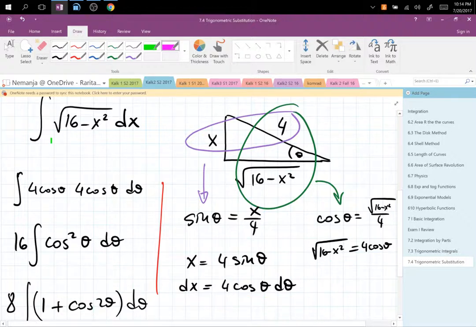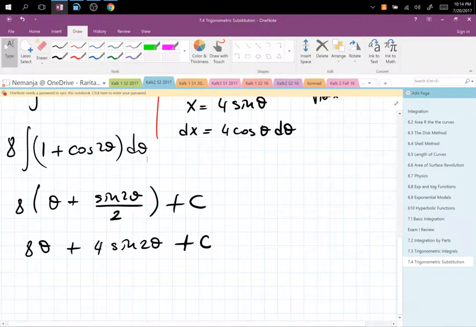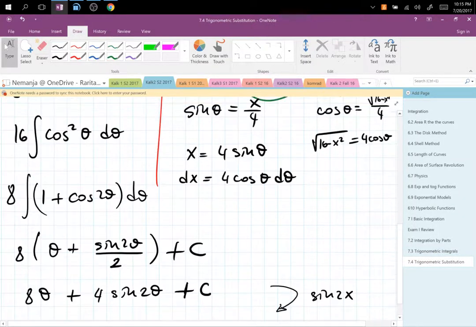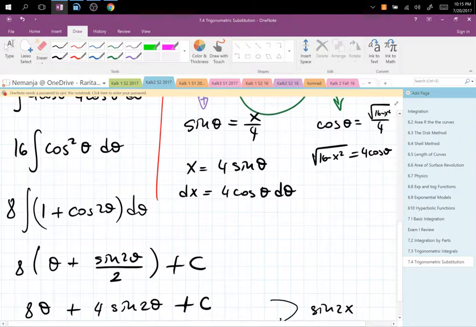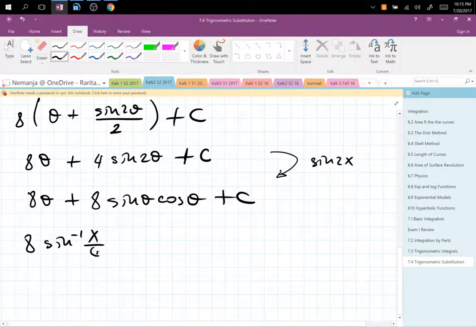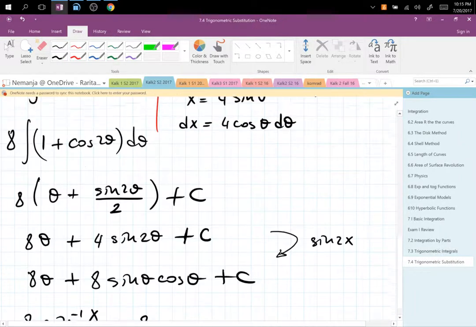The last part of this problem is to go back and put everything back into x. Now I have this term over here that's sine 2 theta, so I have to use an identity to expand that. So 4 theta plus 8 sine theta cosine theta plus C. This was using the identity for sine 2x, which is 2 sine x cosine x. And now all I need to do is read what these things are up there. Theta, I can get using inverse on any of these. So sine inverse x over 4.